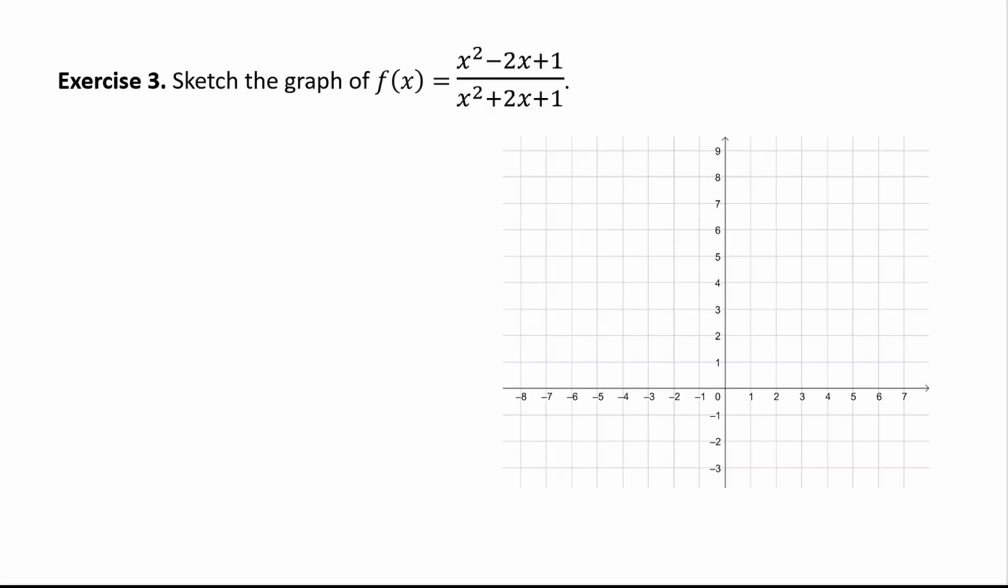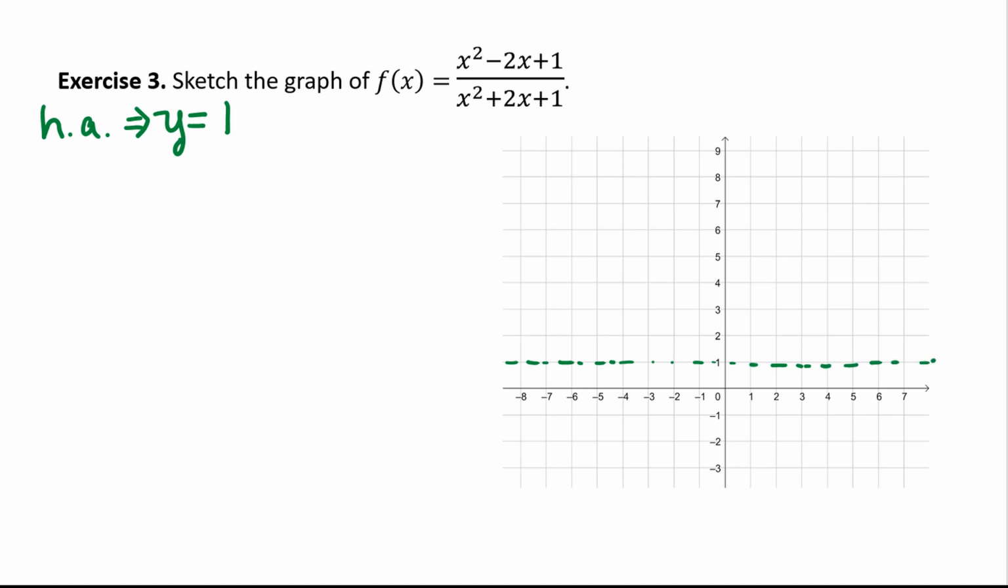Sketch the graph of f of x equals (x squared minus 2x plus 1) divided by (x squared plus 2x plus 1). Let's begin by observing that the degree of the numerator is 2, its coefficient is 1, the leading term of the denominator is also degree 2, leading coefficient 1. So the first thing we pull off is that the horizontal asymptote is the line y equals the ratio of 1 to 1, which is just 1.